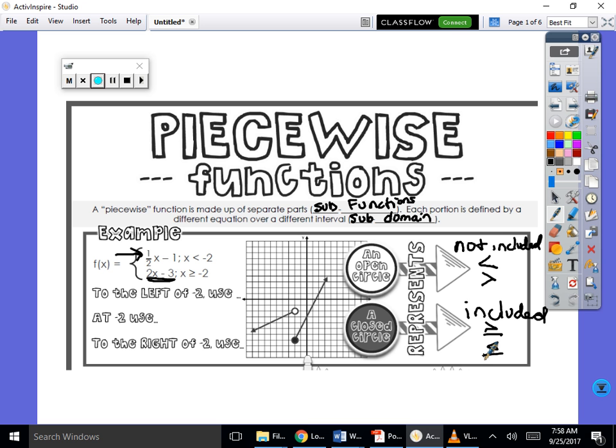Everyone good? Okay, the functions that we're going to focus on are basic ones that you would have graphed or learned how to graph in Algebra 1, so linear functions and quadratic functions.